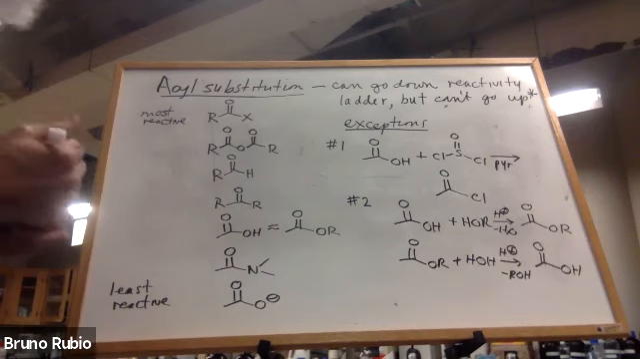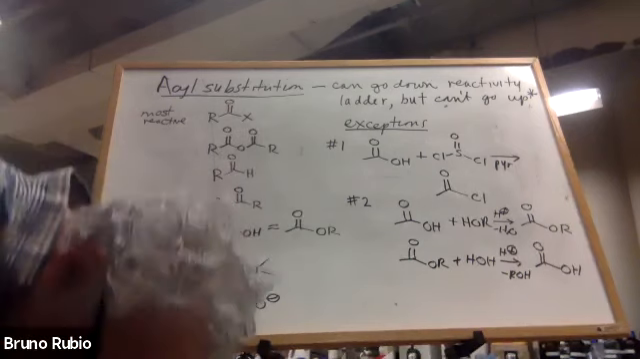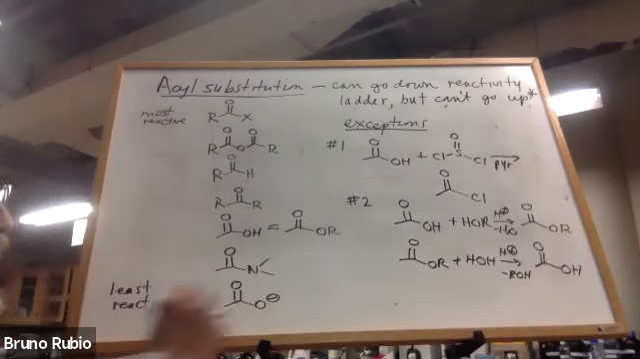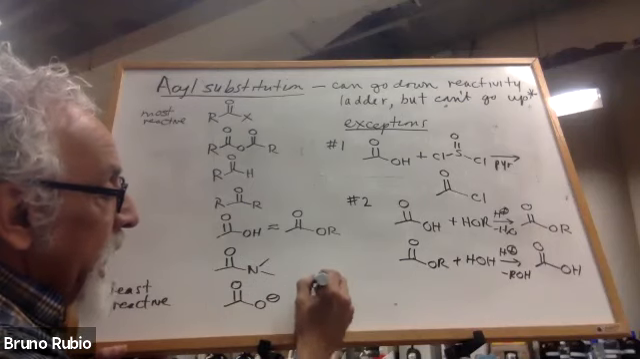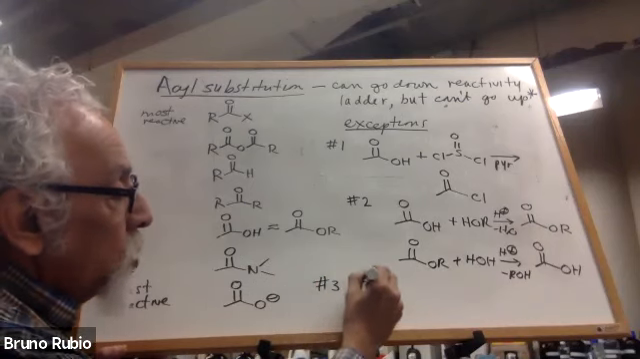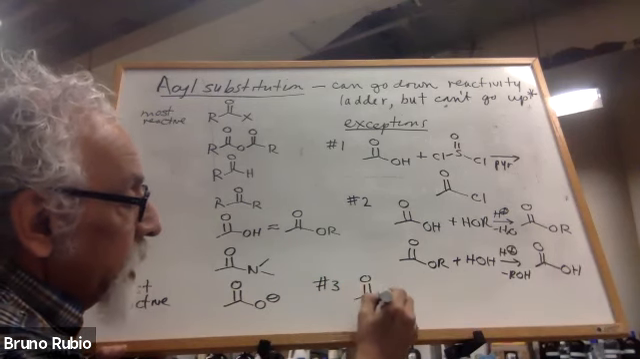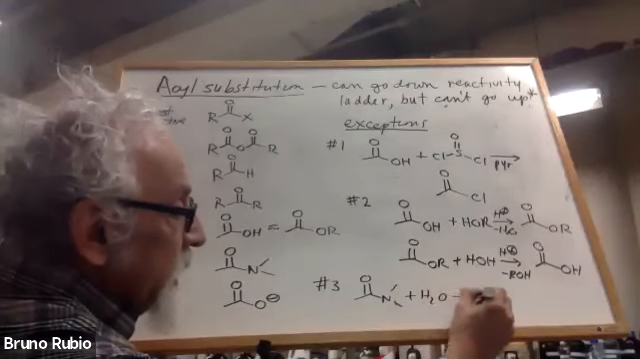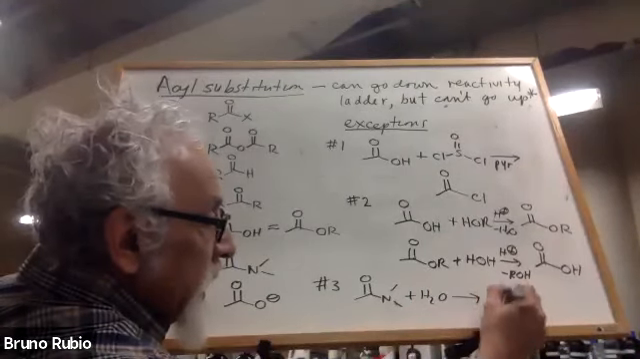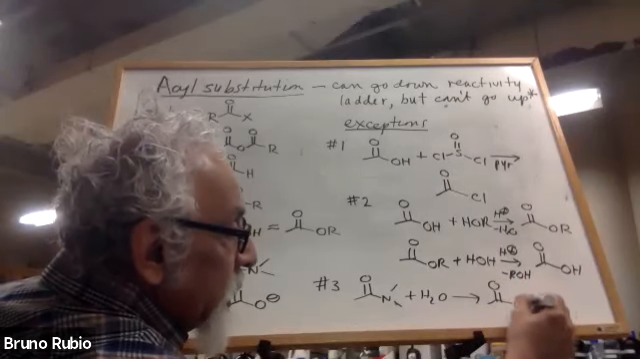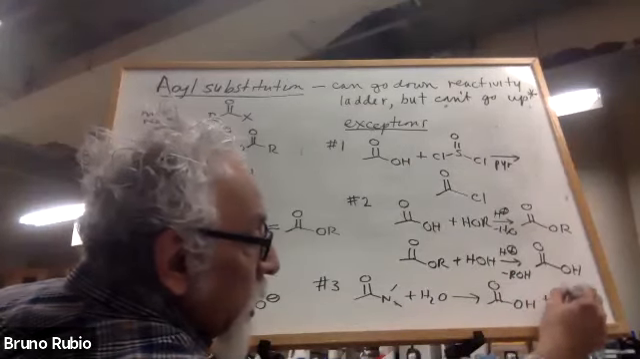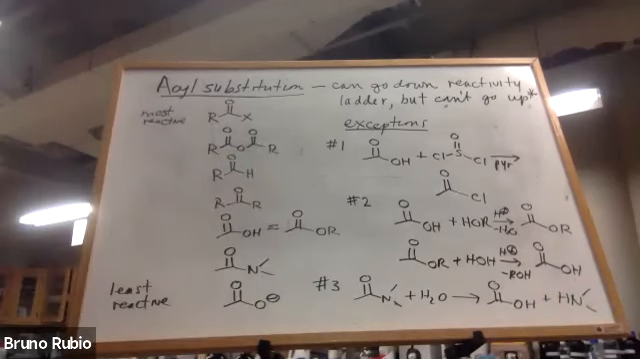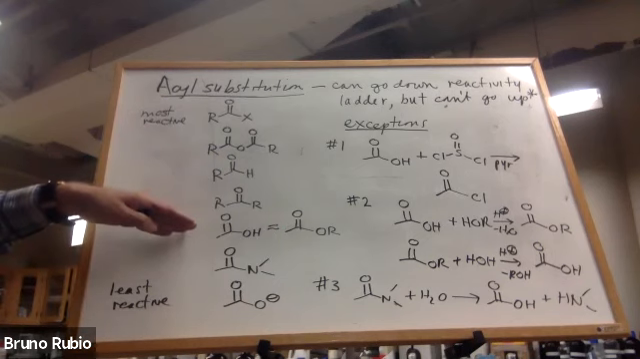Okay, the third and final exception, and this is a reaction that is pretty important, is that we can go from an amide to a carboxylic acid, right? And once again, it looks like we're violating our reactivity ladder, right? We can go from an amide up one notch to a carboxylic acid.